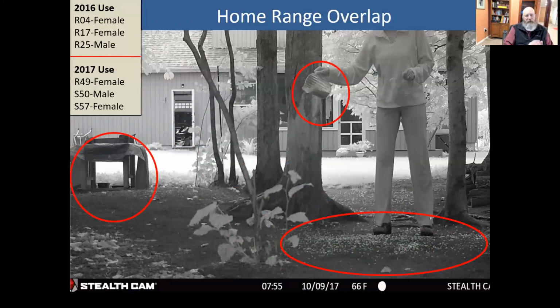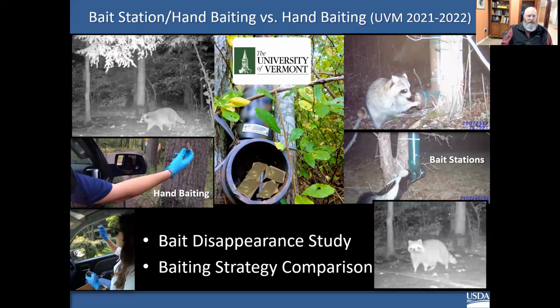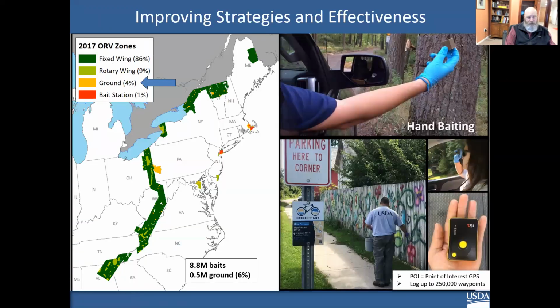And we're continuing to look at, this year, we're going to be working with the University of Vermont to look at a bait fate study, see what animals are actually picking up the bait, a camera study, and also looking at a different way of distributing baits across the landscape, combining bait stations and hand baiting versus strictly hand baiting. We're always looking at different ways of trying to make sure the baits are getting out.